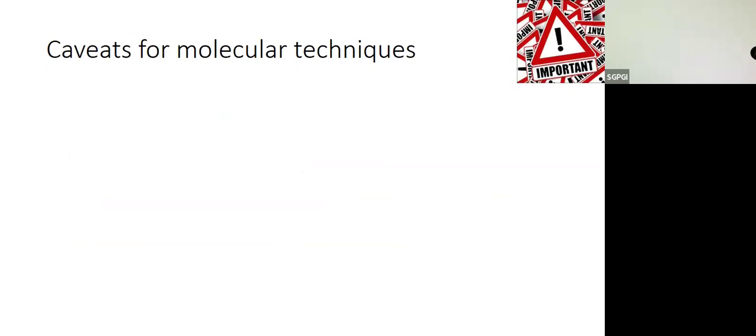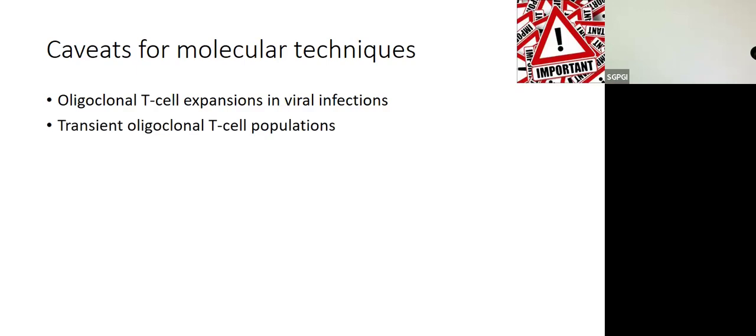There are caveats to the molecular technique as well. You have all heard of EBV. EBV infection many times causes infectious mononucleosis. Sometimes the cytopenias keep persisting even after the patient is treated. So there are oligoclonal T cell expansions even in normal viral infections. So if we do an assay for molecular MRD, we may identify these small clones which are present, and they may not be indicative of a T cell lymphoma. So not every oligoclonal T cell expansion is a T cell lymphoma.